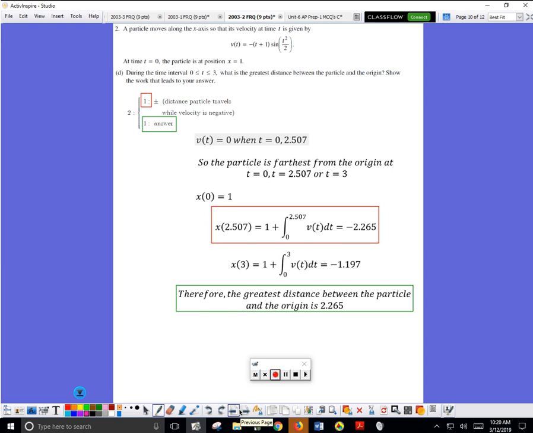So I find the position at time zero, the position at time 2.5, the position at time 3, and then I just write my conclusion.